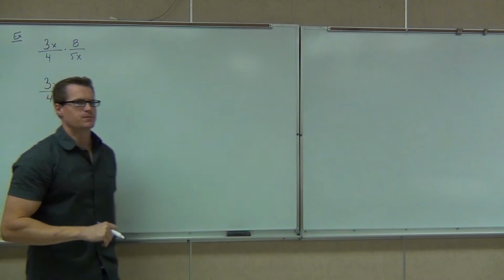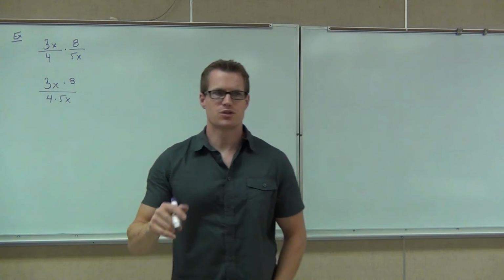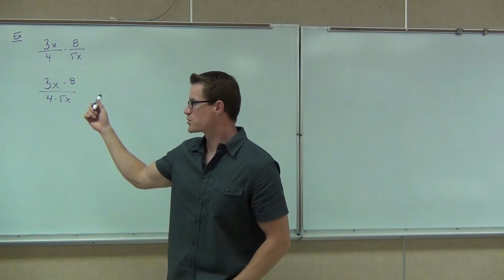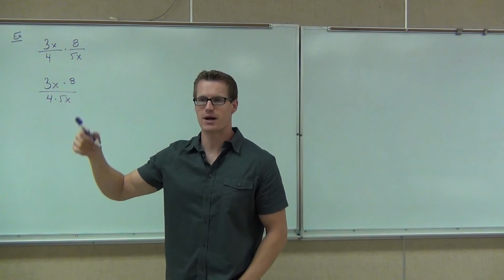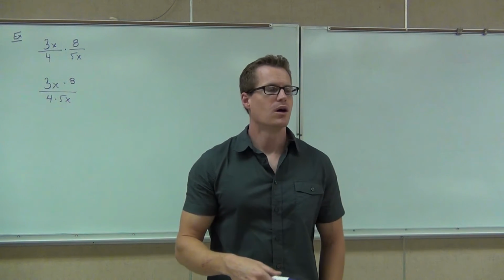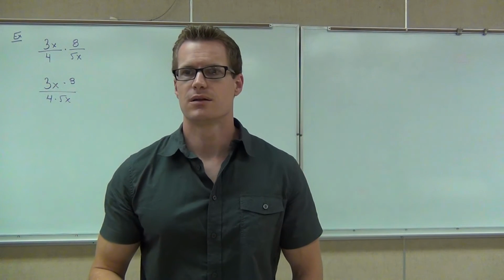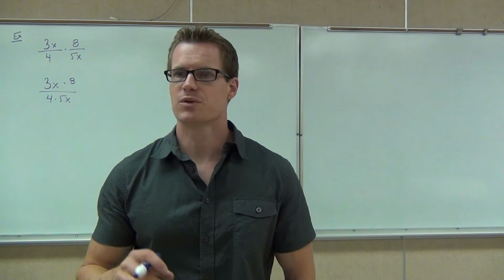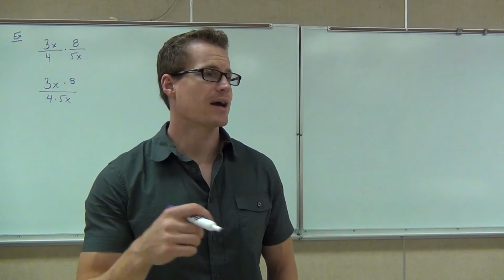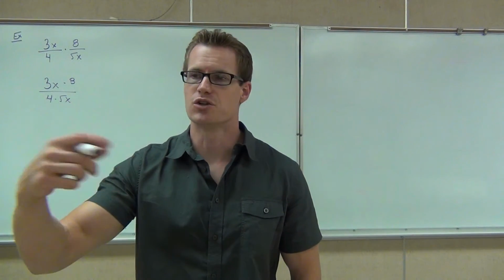Hey, quick question. There's only 2 options here: do I want to multiply this and get 24x over 20x, or should I simplify right now? That's what we're trying to do. So we're trying to simplify as we go. Listen. It really doesn't matter that you have variables up there that are being multiplied. What we're really looking to do is just simplify anytime we have common factors on the numerator and denominator.